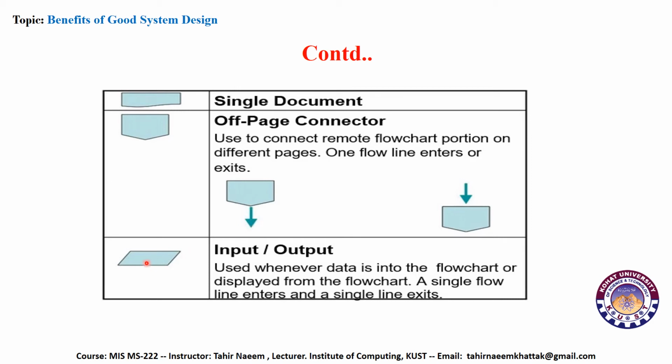Input and output. Whenever we design a system, there must be input, and after the result there must be output. This is the symbol used for input and output. It is used whenever data is entered into the flowchart or displayed from the flowchart. A single flow line enters and a single line exits. So whenever data is entered into a flowchart, or displayed to the user, this symbol is used.